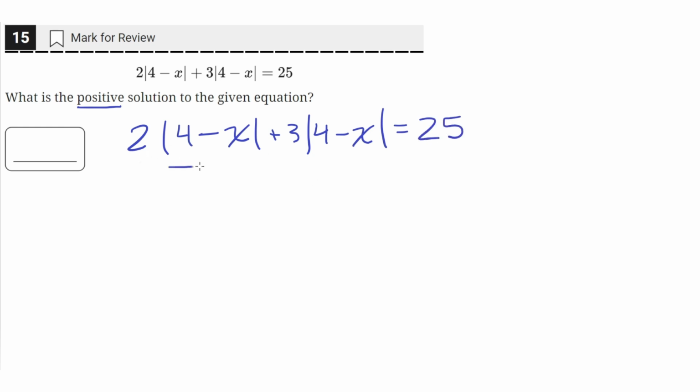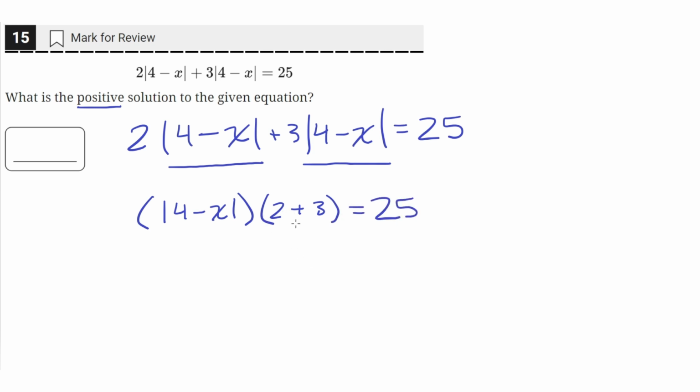So we can see that this quantity right here, the 4 minus x, is common to both these terms. So we can just factor these out. So we'll factor out the 4 minus x. And so then we'll multiply it with the two coefficients, 2 and 3.